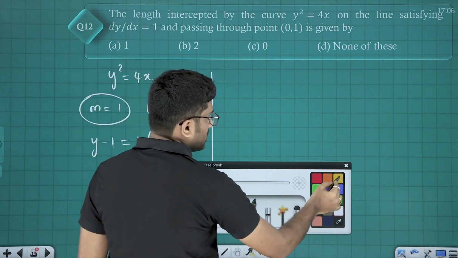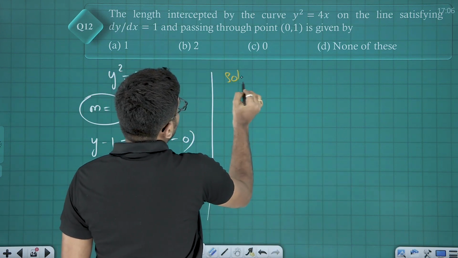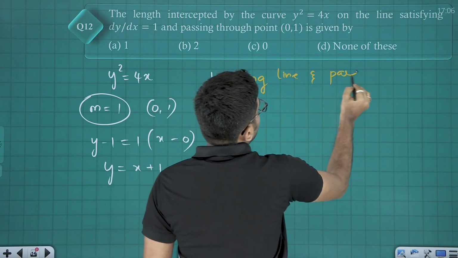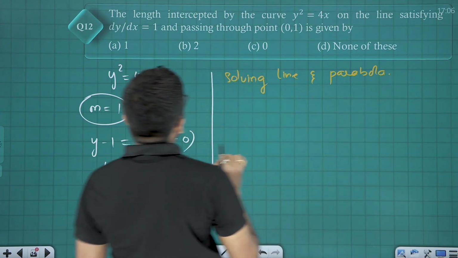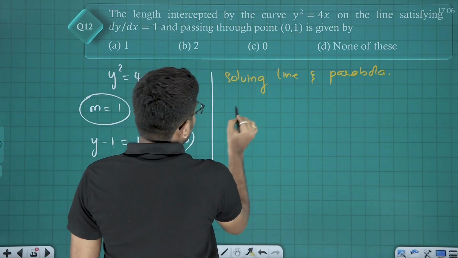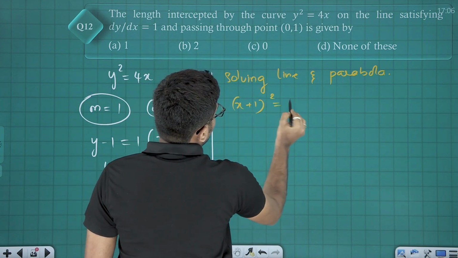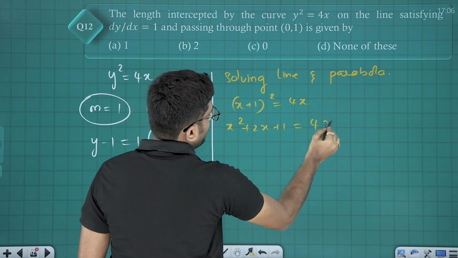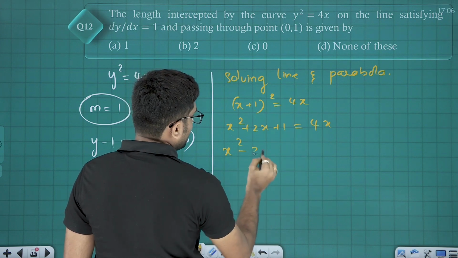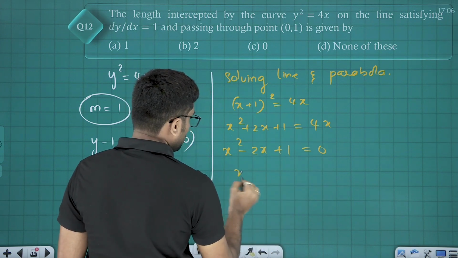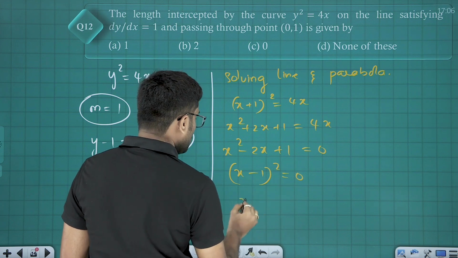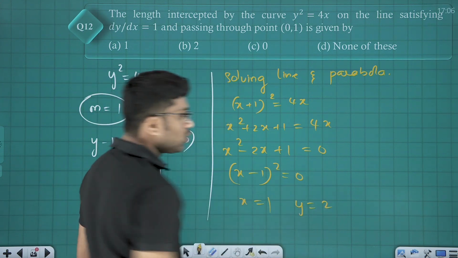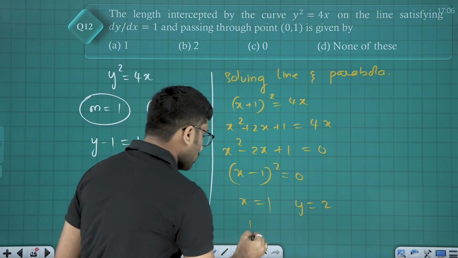Now let's solve the points. Solving line and parabola, y equals x plus 1. Let's put x plus 1 here. x plus 1 whole square equals 4x. x square plus 2x plus 1 equals 4x. So x square minus 2x plus 1 equals 0. x minus 1 whole square equals 0. x equals 1. If x is 1, y will be 2. So we got only one point of contact, friends. The point of contact is 1 comma 2.